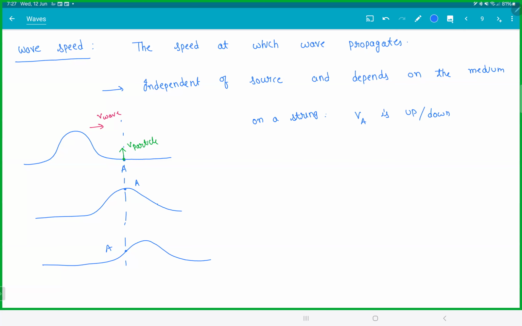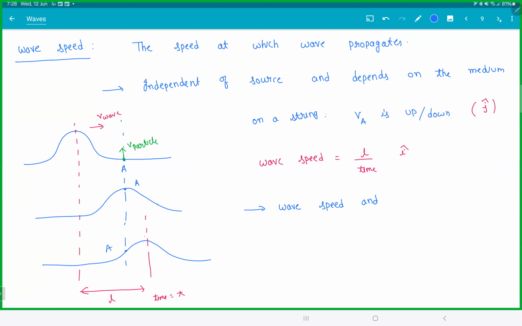Whereas the wave speed, if you try to calculate, let's say this is the peak value here, and this is the peak value here, and this is the length L. And let's say the time taken is t. Wave speed is something else. Wave speed here would be the length traveled divided by time, and the direction here is i cap, whereas this one would be j cap. So be careful, wave speed and particle speed are not at all the same. They have a relation, but they're not the same. Wave speed is the speed at which the disturbance propagates.